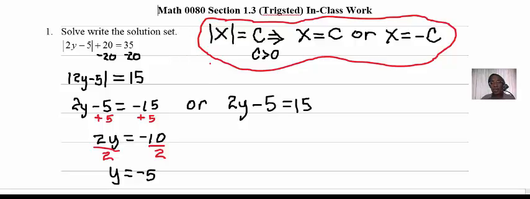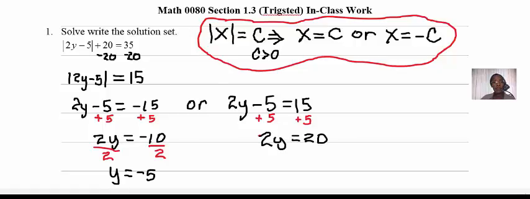The equation on the right also needs to be solved. I also begin this one by adding 5 to both sides of the equation. And now I obtain that 2y has to be 20. If I divide both sides by 2, I determine that y, in this case, has to be 10.